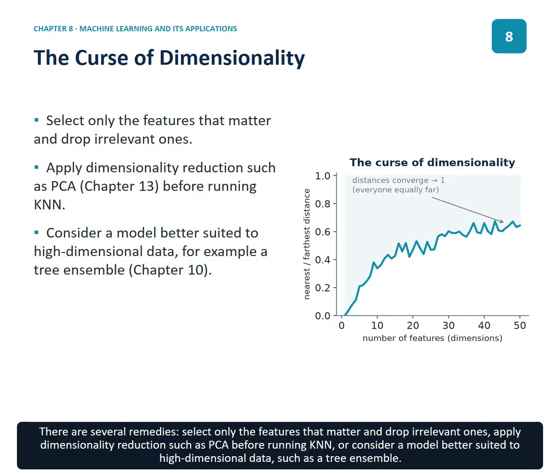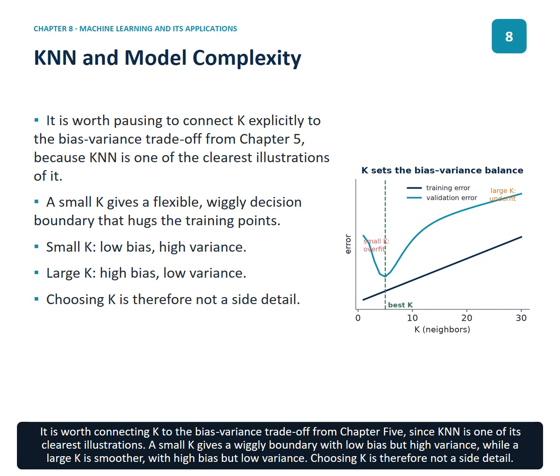There are several remedies. Select only the features that matter and drop irrelevant ones. Apply dimensionality reduction, such as PCA before running KNN, or consider a model better suited to high-dimensional data, such as a tree ensemble. It is worth connecting k to the bias variance trade-off from Chapter 5, since KNN is one of its clearest illustrations. A small k gives a wiggly boundary with low bias but high variance, while a large k is smoother with high bias but low variance. Choosing k is therefore not a side detail.